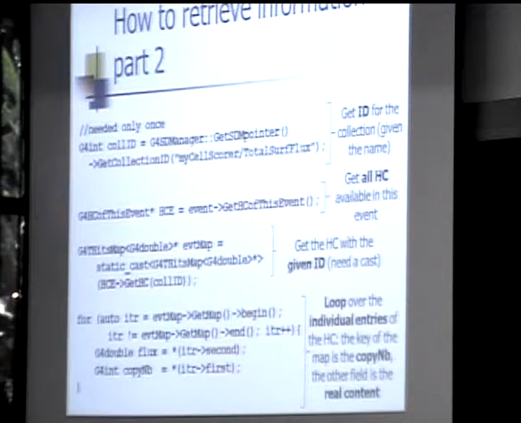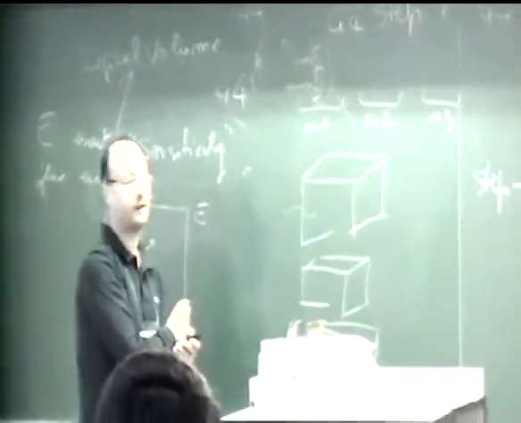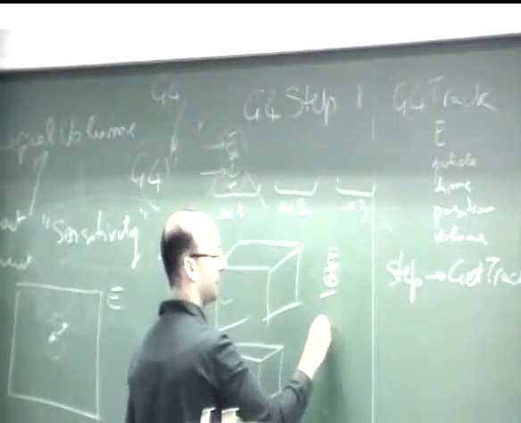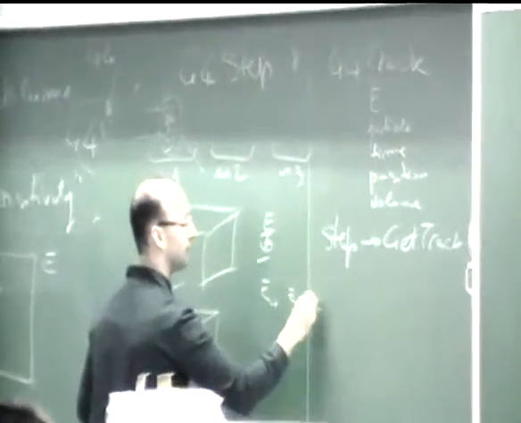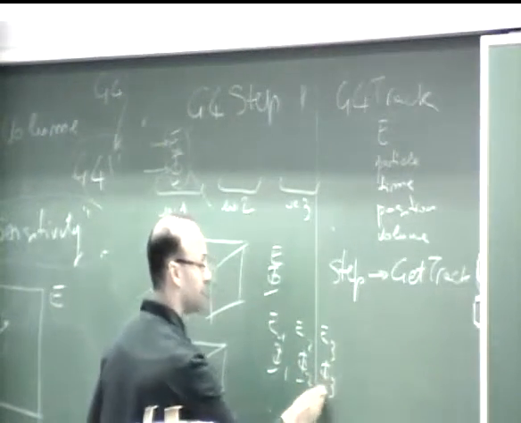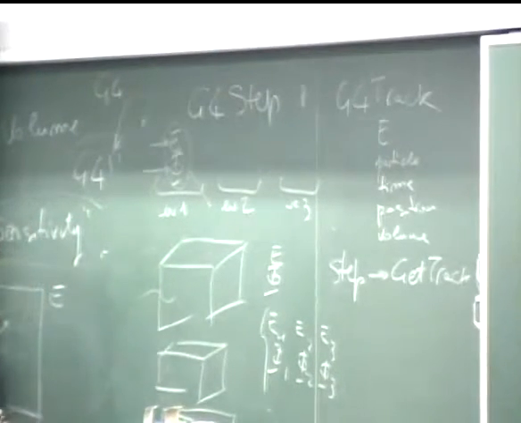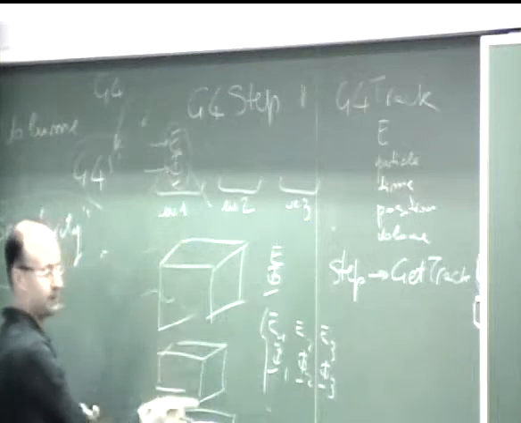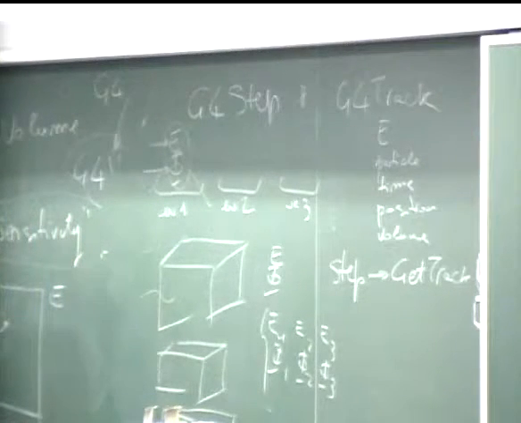Still, suppose that this is a logical volume, and this is placed many times. So you have 3 copies of this volume. So GEANT4 will keep the energy separately for these 3. So what we have here is not E and phi, but it's E1, E2, E3, phi 1, phi 2, phi 3. So the most general way is that you have to read out a vector here, not a scalar, because you may have many copies of your logical volume.